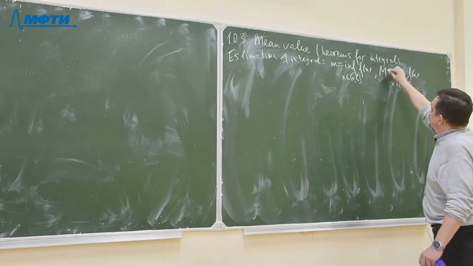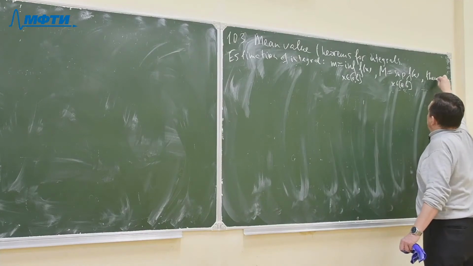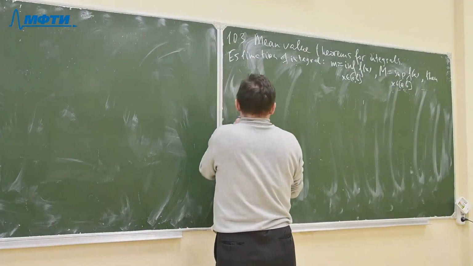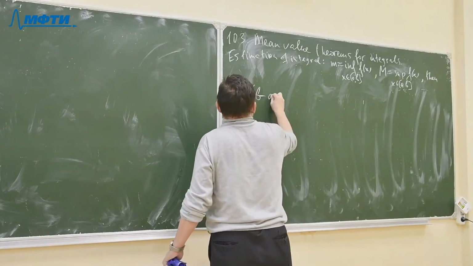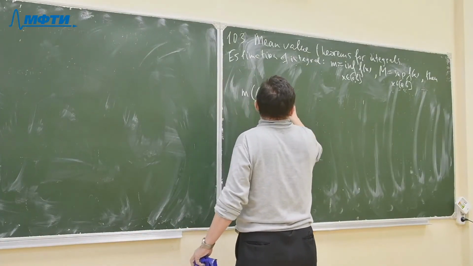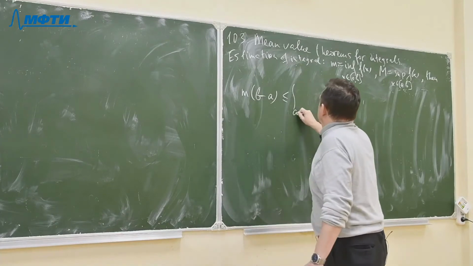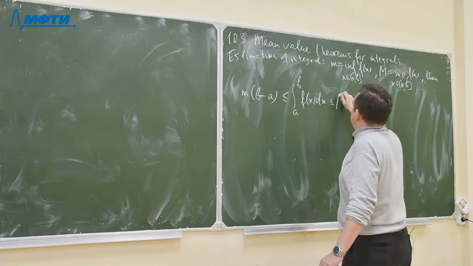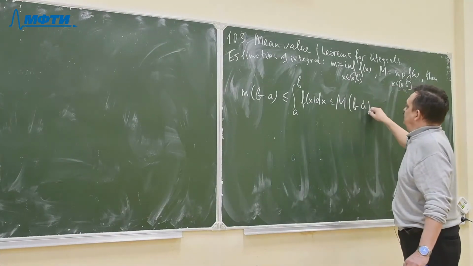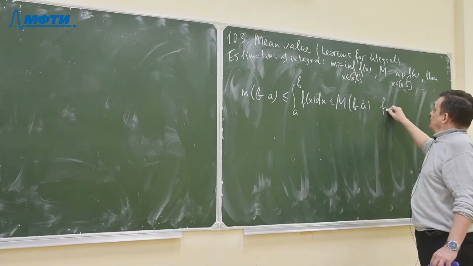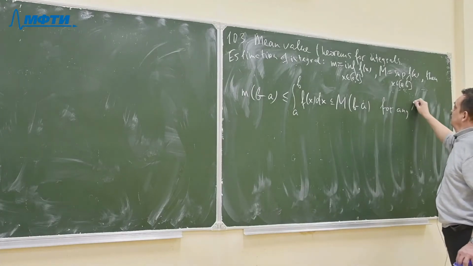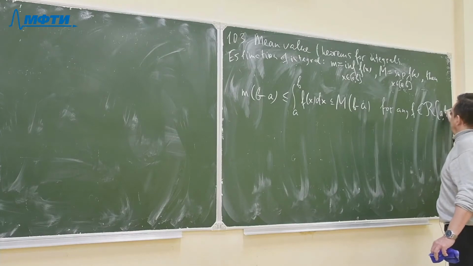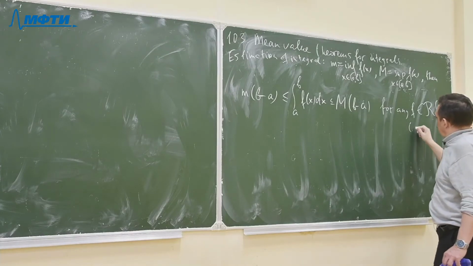Then m times b minus a is less or equal to the integral from a to b of f of x dx, which is less or equal to capital M times b minus a, for any f Riemann integrable on AB. Integrable.